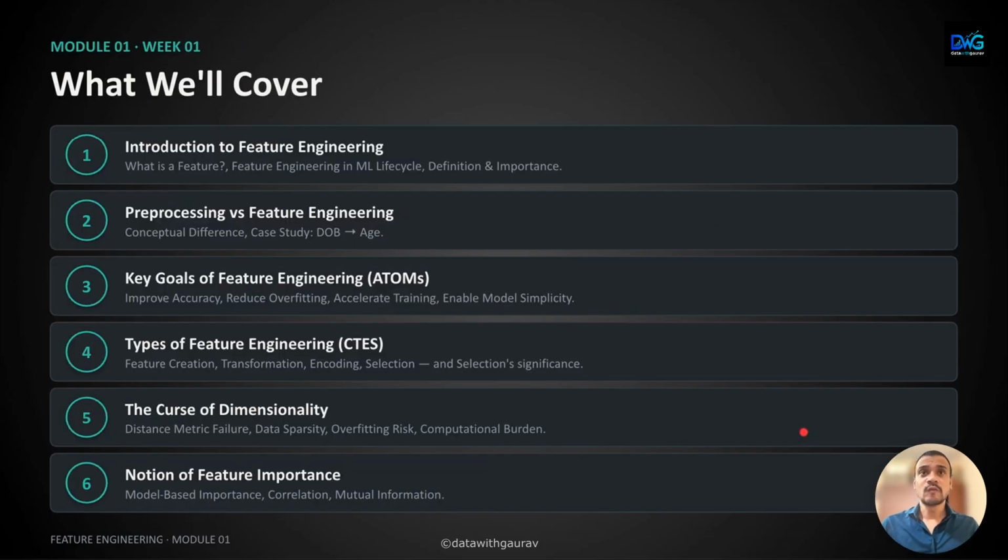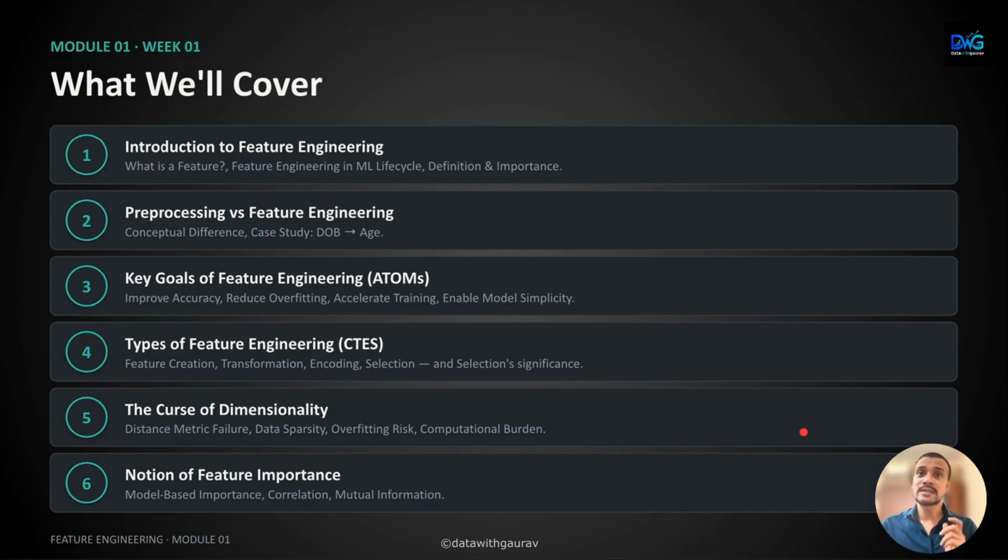So, in this module, we will start by understanding what features actually are, why they matter, and where feature engineering fits into the overall machine learning lifecycle. From there, we will clarify the difference between data preprocessing and feature engineering through a practical case study. Next, we will explore various key goals of feature engineering and different ways features can be created, transformed, encoded, and selected.